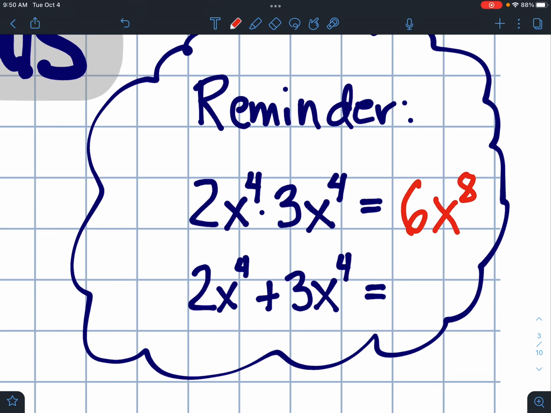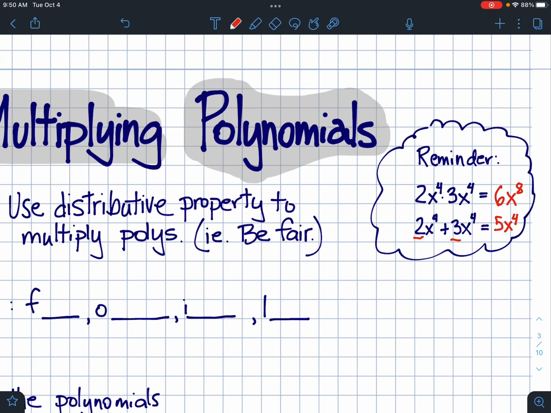Now when I add two monomials, first of all, the exponents must be the same, and then we just add the coefficients, the 2 and the 3, and get 5. And then our exponent stays as 4. So that's a little bit tricky to keep in mind as you go through and do these problems.